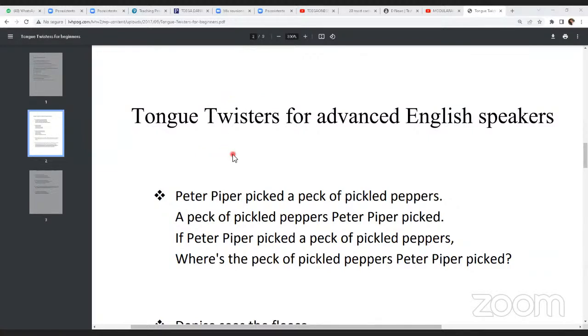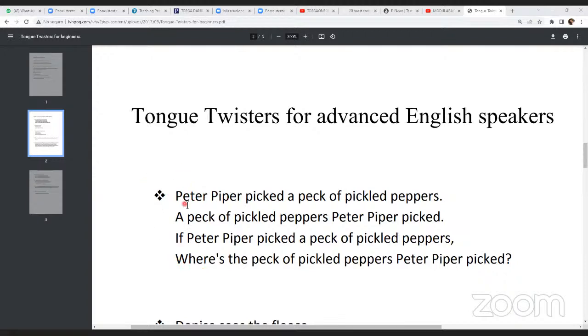All right, the first one is: Peter Piper picked a peck of pickled peppers. A peck of pickled peppers Peter Piper picked. If Peter Piper picked a peck of pickled peppers, where's the peck of pickled peppers Peter Piper picked? That one is going to be yours. The first step is to read it. Take your time. Read the whole paragraph, please. Not fast, just in your rhythm.